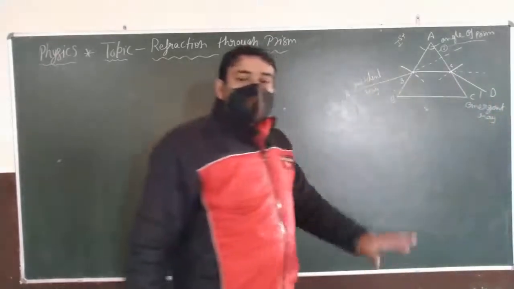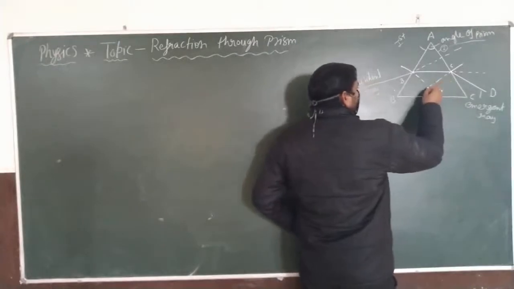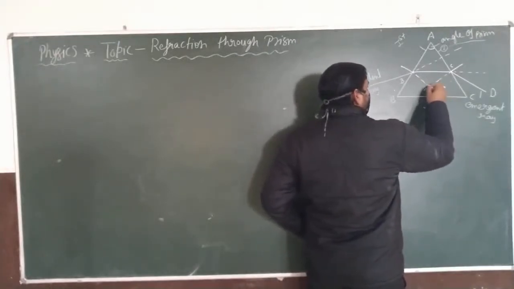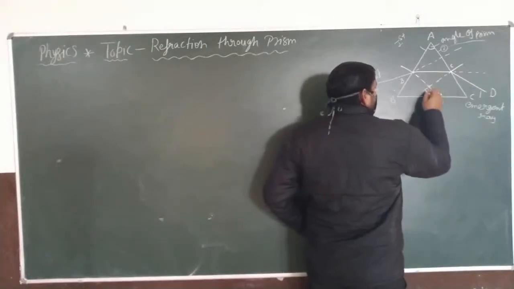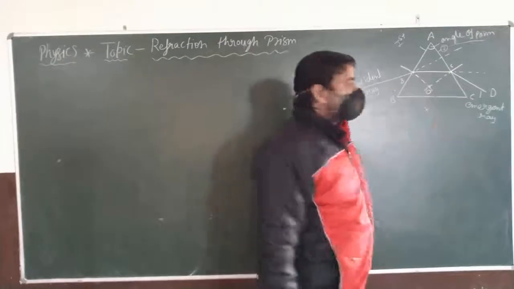Now we will understand some points. When we extend the normals inside the prism, we get a point of intersection of the two normals. Let's say it is O.